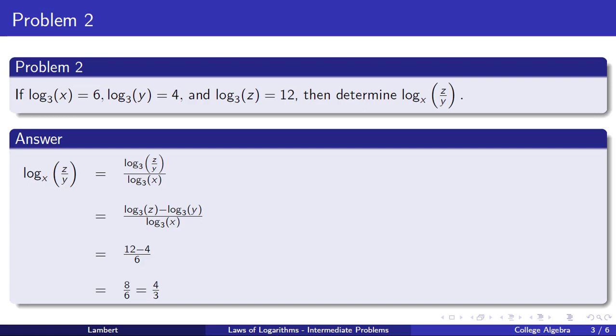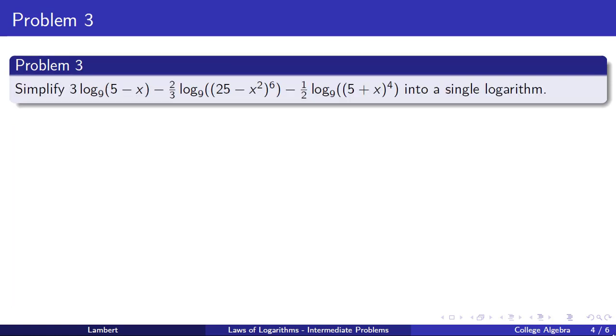So moving on to problem 3. Simplify 3 times the log base 9 of 5 minus x, minus 2/3 times the log base 9 of the quantity 25 minus x squared raised to the 6th power, minus 1/2 times the log base 9 of the quantity 5 plus x to the 4th, into a single logarithm.